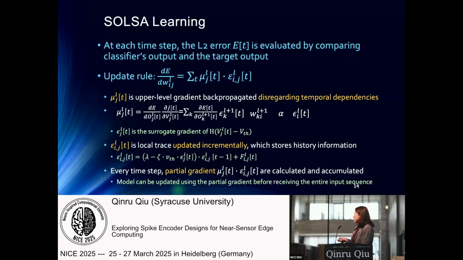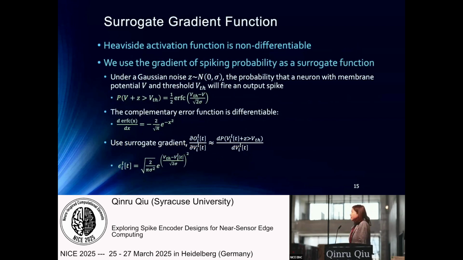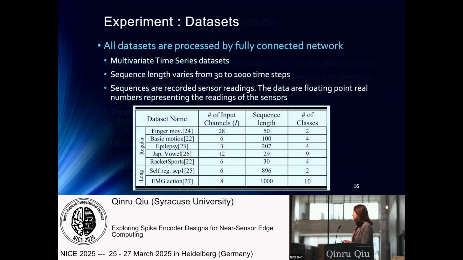Using SALSA, at every time step we calculate a partial gradient, mu times epsilon, and accumulate it. This means we don't have to wait until the end, until we receive the entire input sequence, to update the model. We can update the model using the partial gradient in the middle, while the input sequence is still going on. So this accelerates the convergence of the learning significantly, as we found in our previous work. We also mentioned that we use a surrogate gradient function for the Heaviside activation. We actually use the gradient of the spiking probability as the surrogate, which is listed here, and I'm not going into detail in this talk.